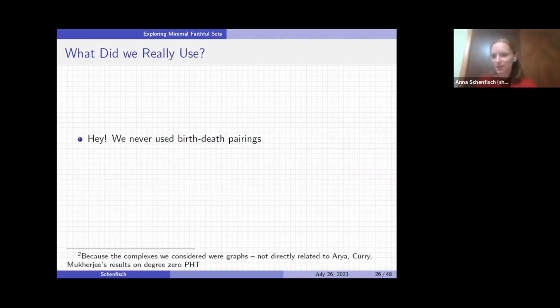So let's pause for a moment and notice that in everything I've said up to this point, I have never used a single birth-death pairing. I've only used degree 0 information. And that's kind of because we're only looking at graphs, but really the information we're using is very simple. I could have gotten away with just Euler characteristic, or just Betti number, or just degree 0 information.